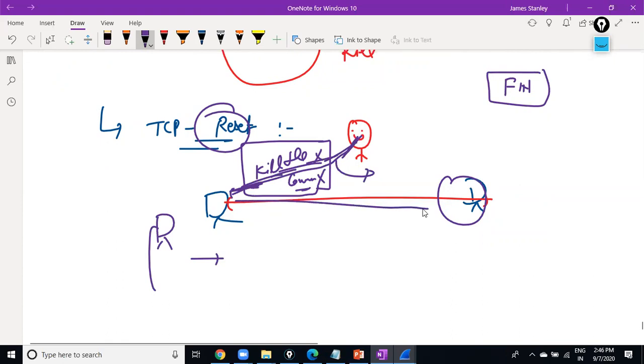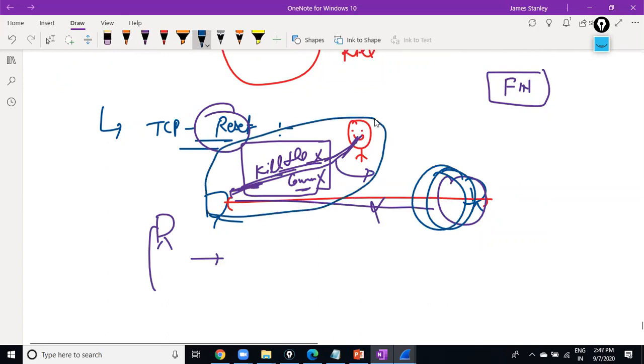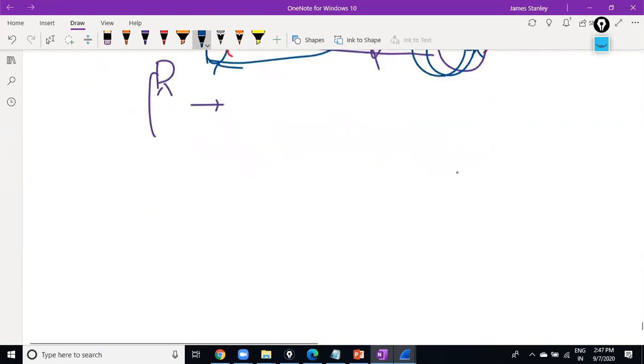Now your connection will be terminated here, and after that, maybe on behalf of this device, the attacker will make a TCP connection. This is the type of hacking, okay. But the TCP reset concept plays a very important role for hackers. In the hacking world, they use it as an advantage.